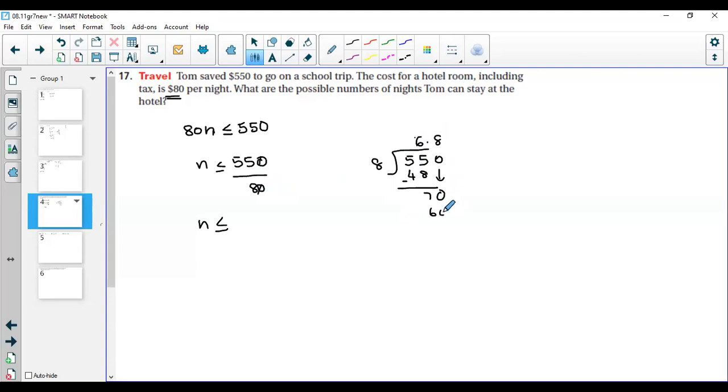Okay, so it's going to be something like 6.8, but we are counting the number of days, right? So how can the days be 6.8? So we consider it as 6 days. So he can stay for 6 days. But here we need to write the answer as like 6.